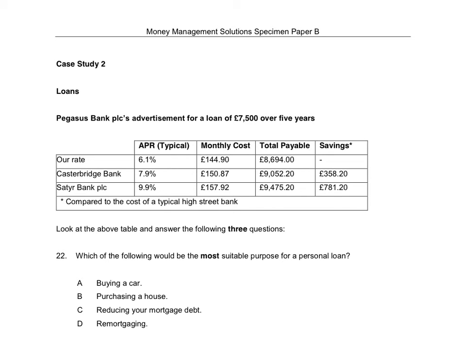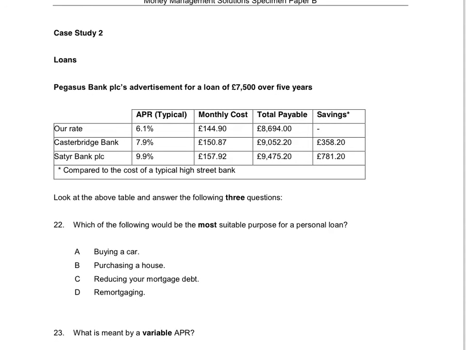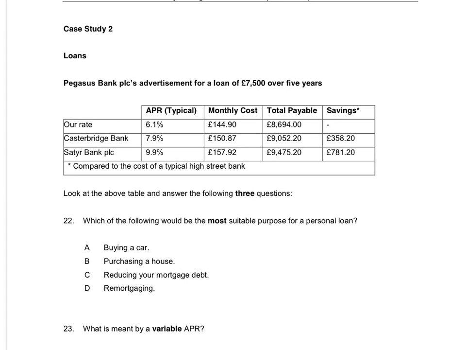Right, these are the ones which are slightly more complicated, or they look it at first. Like you might have to get your calculator out. Which of the following would be most suitable for a personal loan? There's no point in getting a personal loan for purchasing a house, because instead you'd get a mortgage. Reducing your mortgage debt, again, that's to do with mortgages. Remortgaging, no, so it's buying a car. A personal loan is normally anything up to about maybe 20 grand.